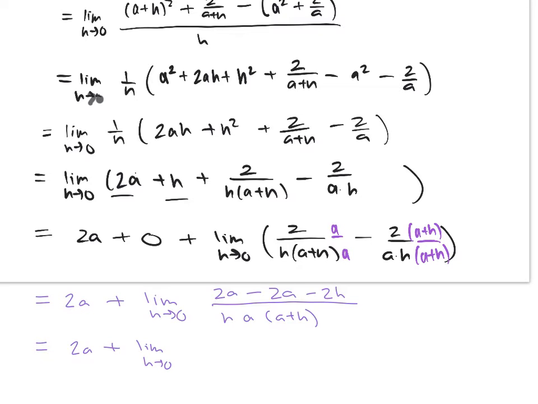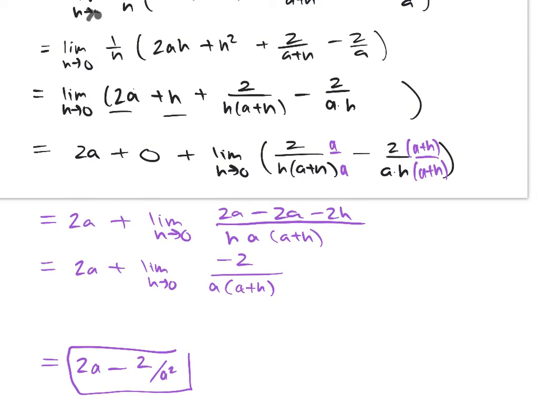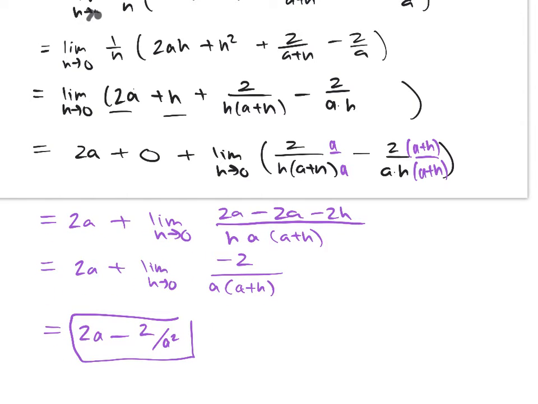Okay, what happens first? What cancels first? 2a's. And then, once they're gone, h can cancel, right? And you'll have negative 2 over a times a plus h. So finally, you can say, okay, this is 2a minus 2 over a squared. Do you understand why the bottom is a squared? Because h gets to go to 0, and a times a is a squared.